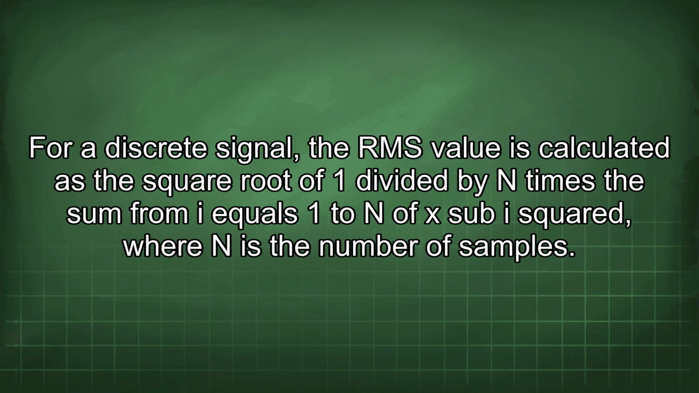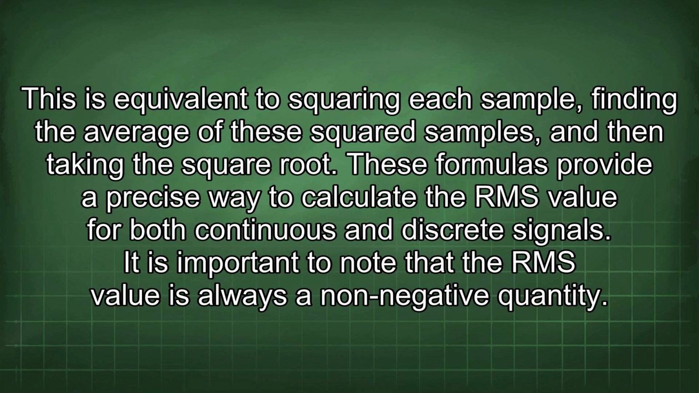For a discrete signal, the RMS value is calculated as the square root of 1 divided by N times the sum from i equals 1 to N of x sub i squared, where N is the number of samples. This is equivalent to squaring each sample, finding the average of these squared samples, and then taking the square root. These formulas provide a precise way to calculate the RMS value for both continuous and discrete signals.